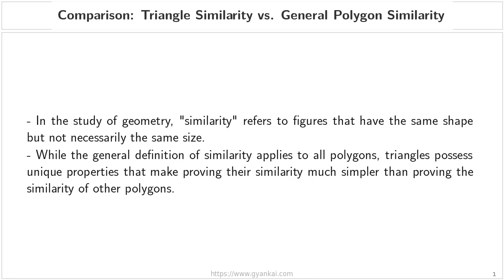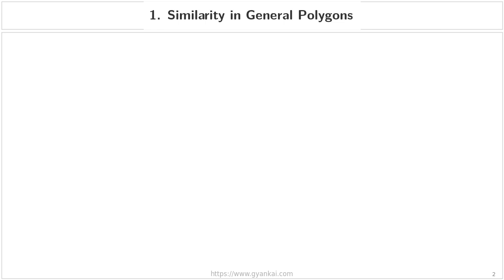Now, while this general definition of similarity applies to all polygons, whether they are quadrilaterals, pentagons, or even hexagons, we are going to discover something very interesting today. As we move through the lesson, you'll see that triangles are actually a special case. They possess unique mathematical properties that make proving their similarity much simpler and more efficient than proving the similarity of any other polygon. Keep this distinction in mind as we dive into the specific rules for general polygons in the next slide. 1. Similarity in general polygons.